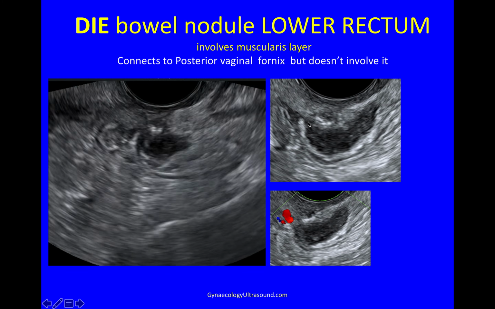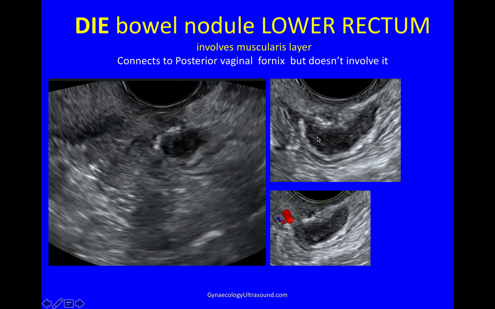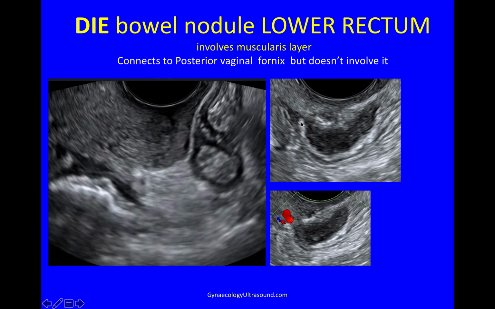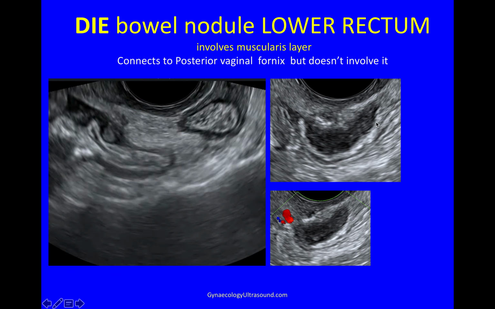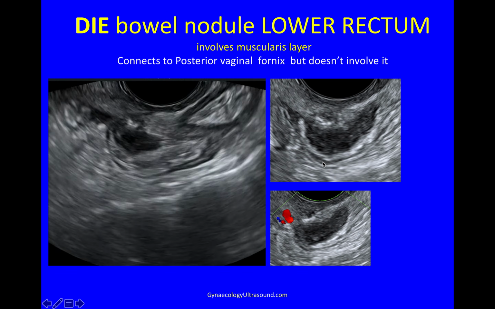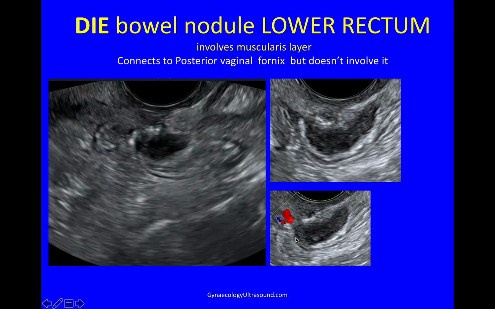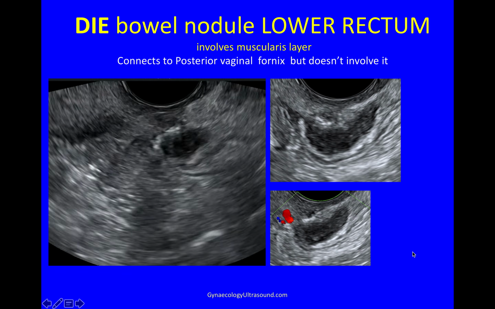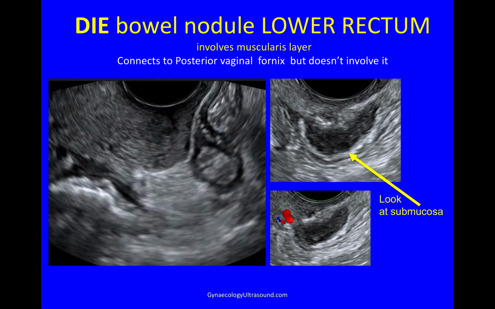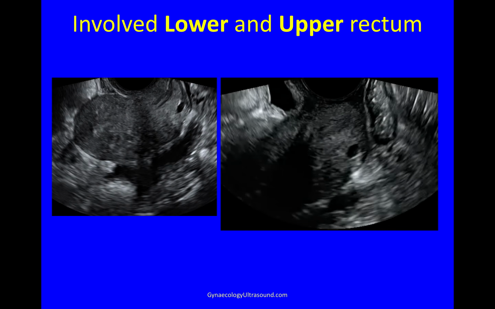And here you can see the bowel nodule, and this is the muscularis layer. If you look overlying it is the submucosa, and it's white and it looks quite regular, so it's probably not involved. And this is the muscularis layer of the posterior wall. And when you put colour on, you can see this nodule does not have much vascularity, it's not suspicious. So this is an example of involved lower and upper rectum.